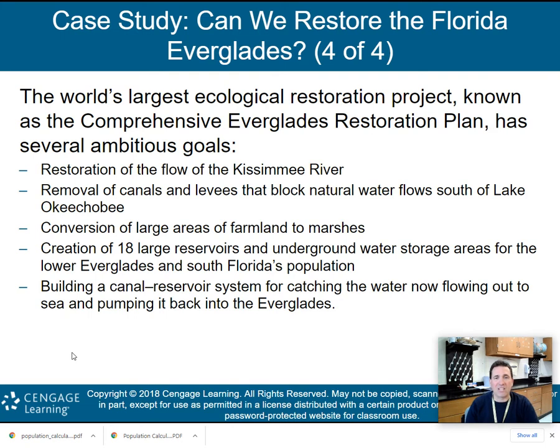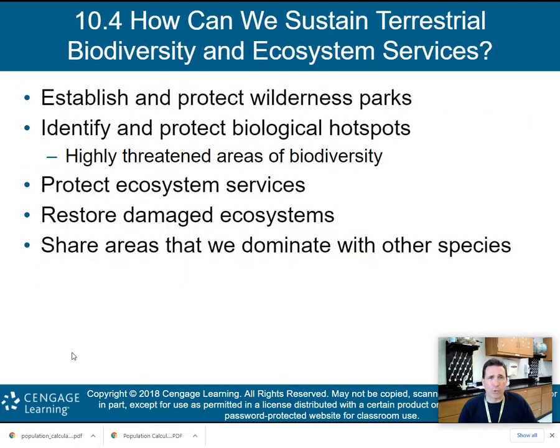Creation of 18 large reservoirs and underground water storage areas for the lower Everglades and South Florida's population, so that they can get some water there, and build a canal reservoir system for catching the water now flowing out to the sea and actually pumping it back into the Everglades. So these are, again, just some of the ways that they're trying to restore the Florida Everglades through this comprehensive Everglades restoration plan. So again, just have a general idea of some of this, just in case it pops up on an FRQ somewhere down the road.